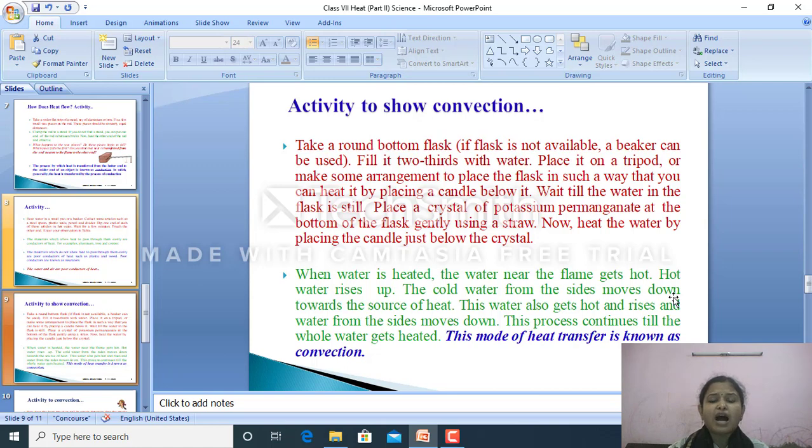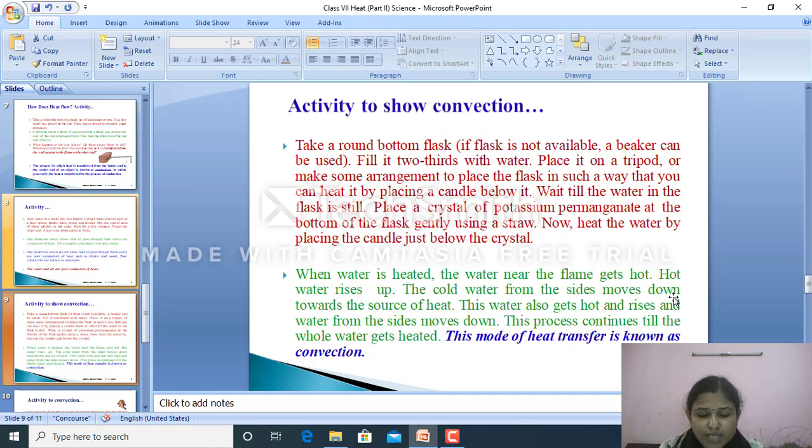After some time you will observe that when water is heated, the part of water which was near the candle flame, just above the flame, gets heated up first. After getting heated, it rises up, and you can see it with the crystals of potassium permanganate, that purple color goes in the upward direction. Afterwards, from the side again water comes and takes that position, and that water also gets heated up and rises up.